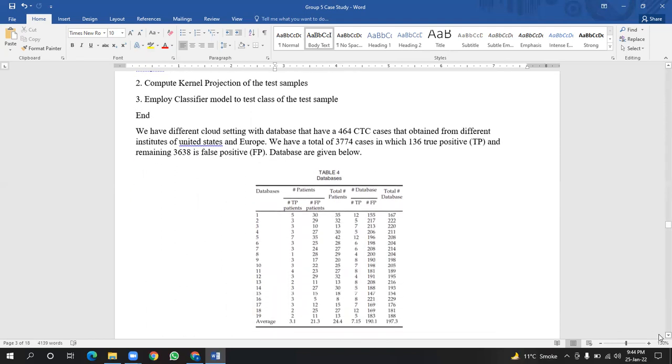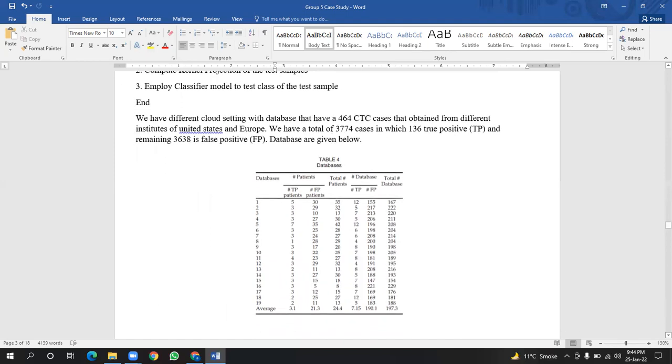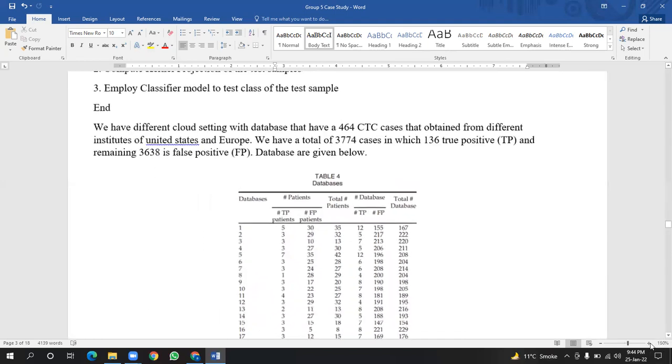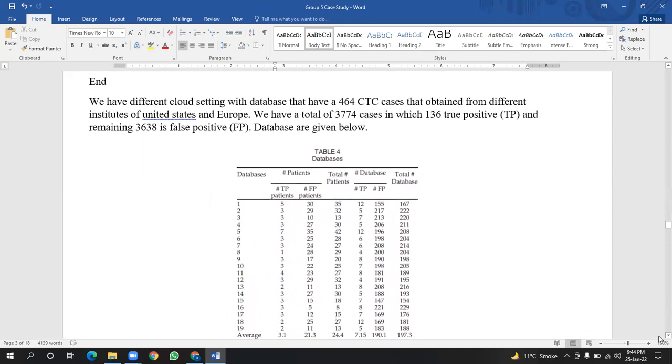We have different cloud settings. We have a database which has 464 CTC cases obtained from different institutes of the United States and Europe. We have a total of 3,776 cases, in which 136 are true positives and the remaining are false positives, as given in this table.